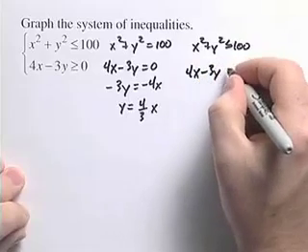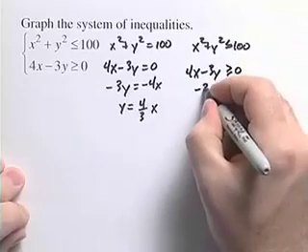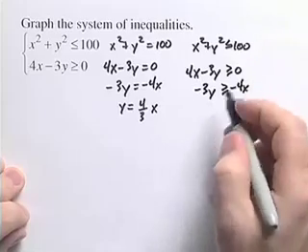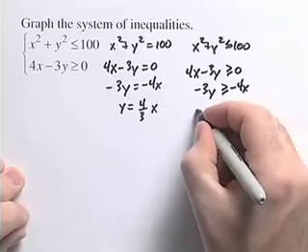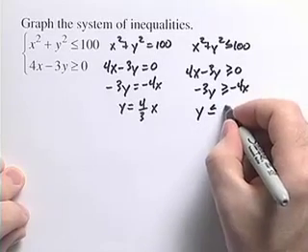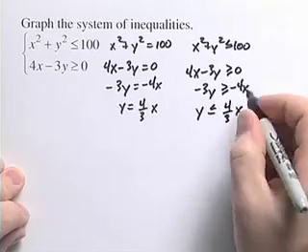4x minus 3y greater than or equal to 0, so negative 3y is greater than or equal to negative 4x. And if we divide both sides by negative 3, we have to switch the direction of our inequality. And so we're really looking to graph the inequality y is less than or equal to 4/3 x.